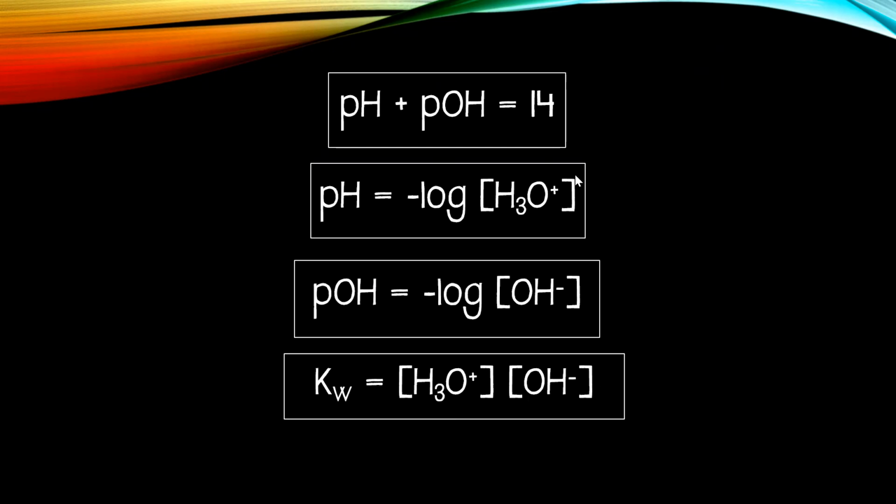We then learned that you can use the hydronium ion concentration in a logarithm to find pH. You can also use the hydroxide ion concentration in a logarithm to find pOH. And then relating pH to pOH, they always equal 14 when added together. So the next couple examples are just using all these equations at once.